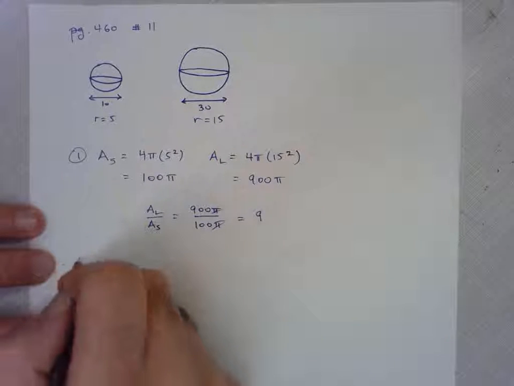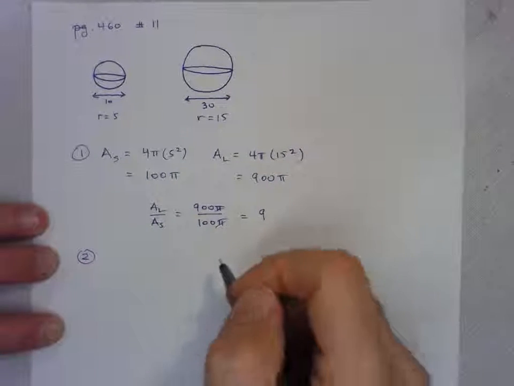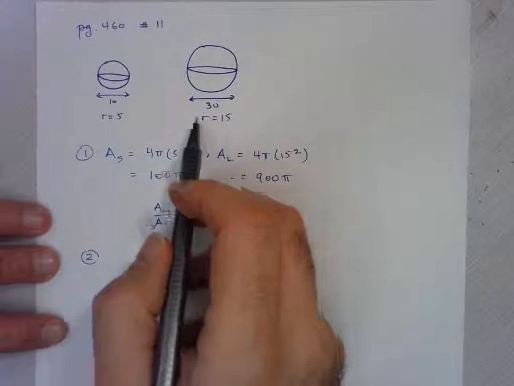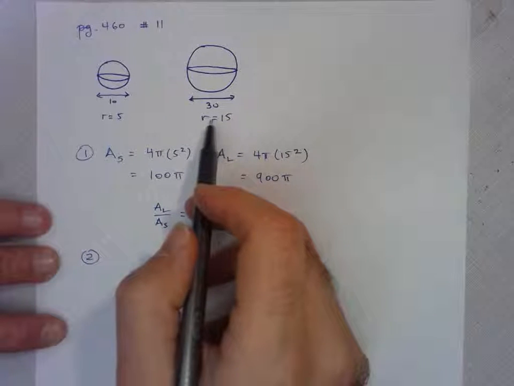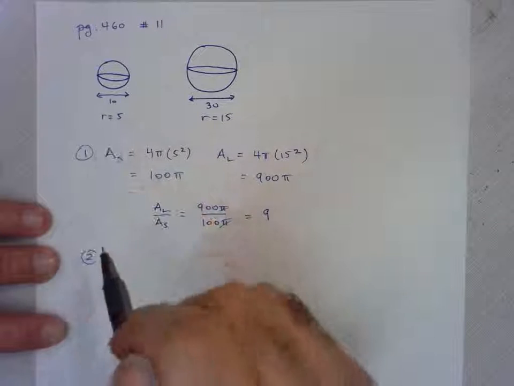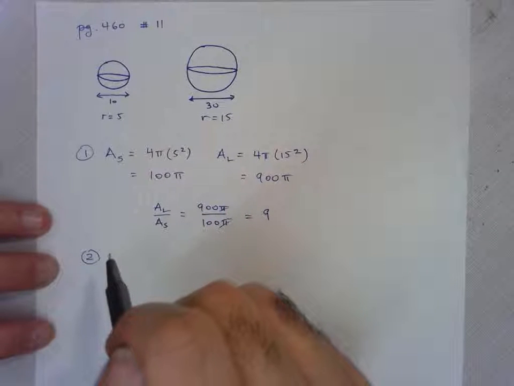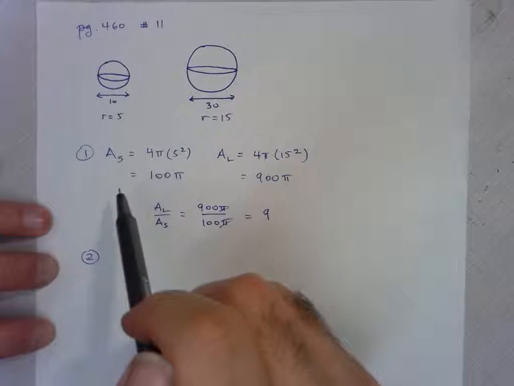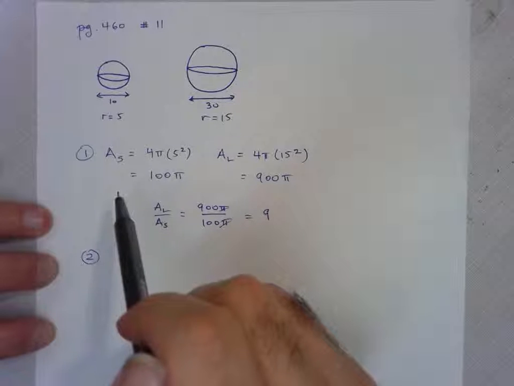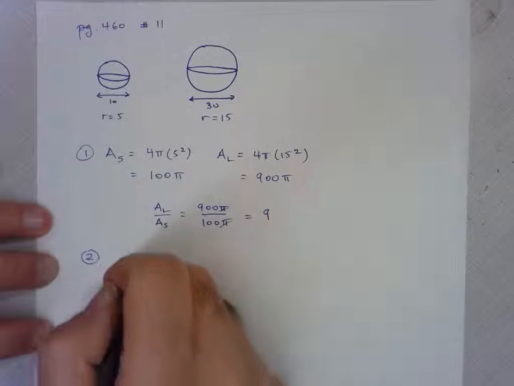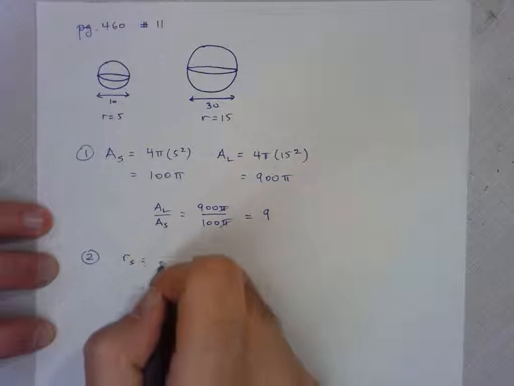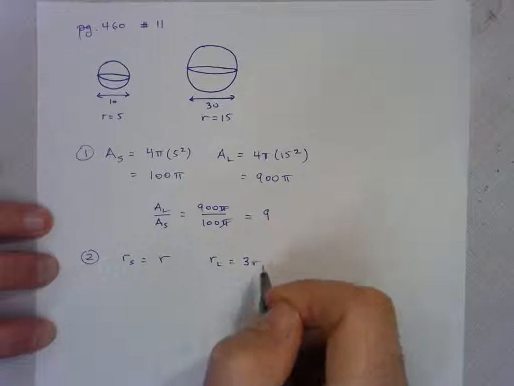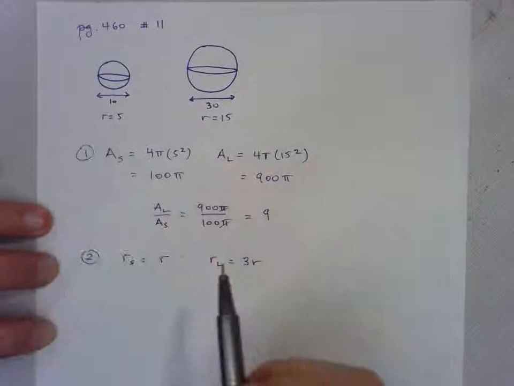Now I'm going to do this in a different way. In fact, this is a more general way because I notice that there's a relationship between these two radii. This radius here is 3 times the radius of the smaller one. So I'm going to do this problem so it could work for any two spheres where the radii have this relationship. The smaller radius, I'm going to call that r, and so the larger radius, I'm going to call 3 times r, which fits this scenario because 15 is 3 times 5.